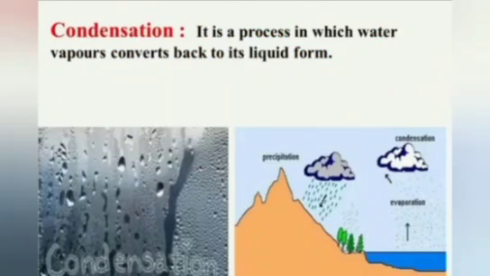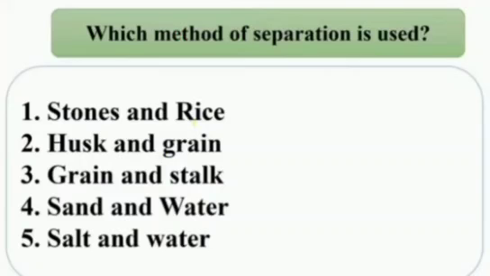After evaporation, we have the process called condensation. Now you know what is condensation. Condensation is a process in which water vapors convert back into liquid form. Because of evaporation and condensation, the water circulates in our atmosphere. Then it is the process of condensation which is used to separate a liquid from a salt solution.